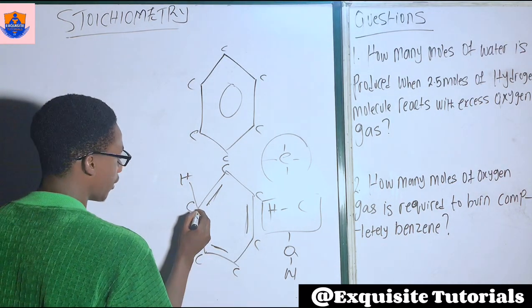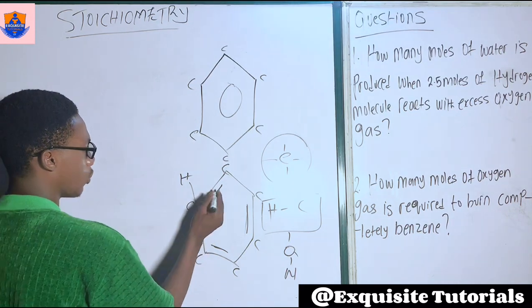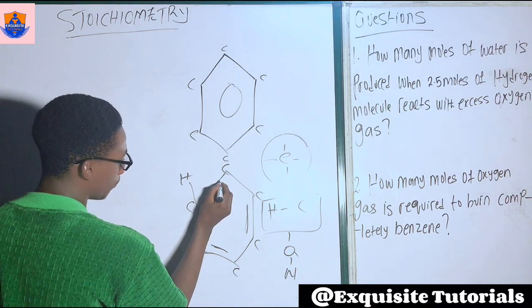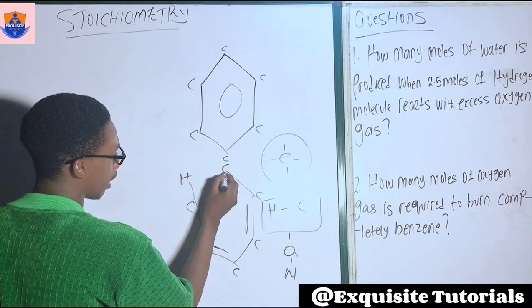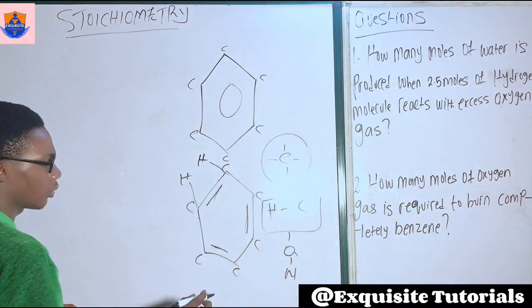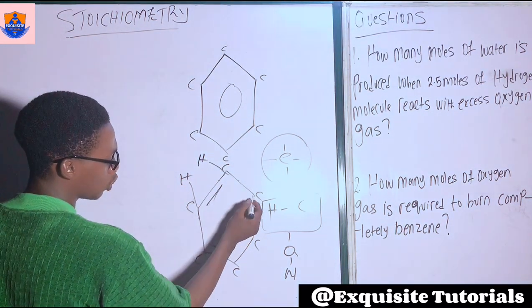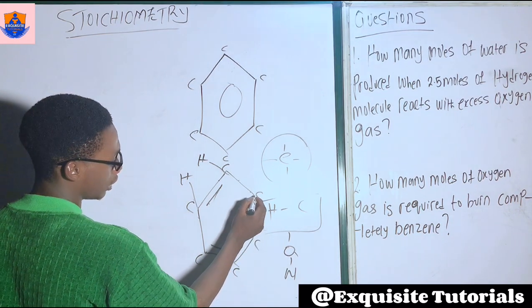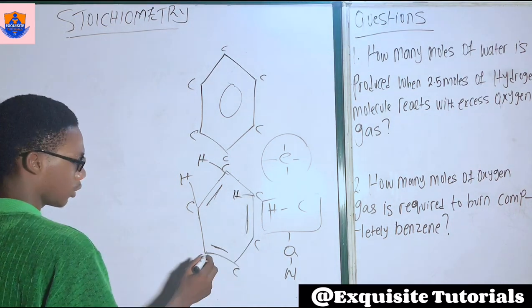So we have here 1 hydrogen. Then for this carbon, we have 1 bond, 2 bond, 3 bond. So we have just 1 hydrogen as well. The same thing goes to here: 1 bond, 2 bond, 3. Then the last one, 4.